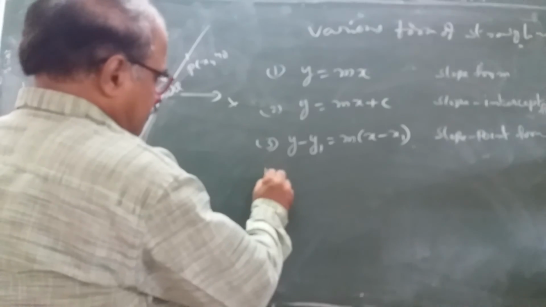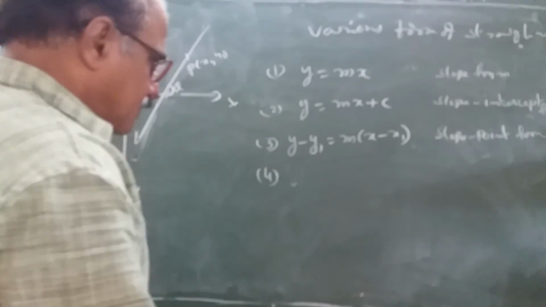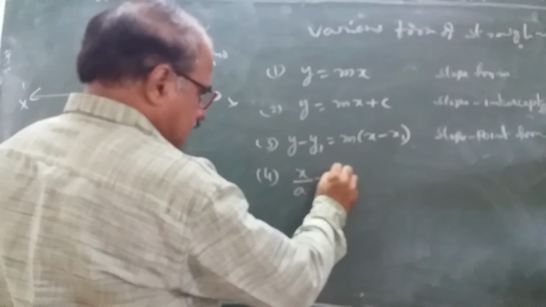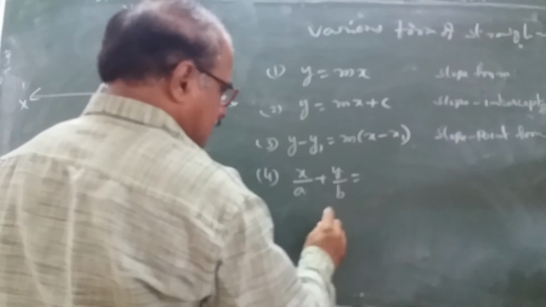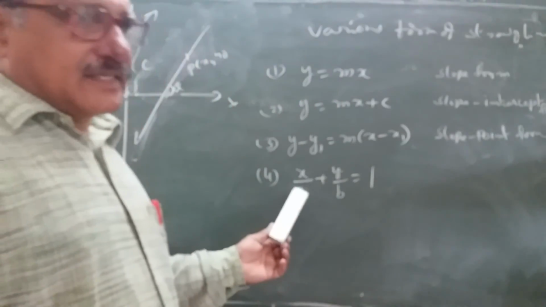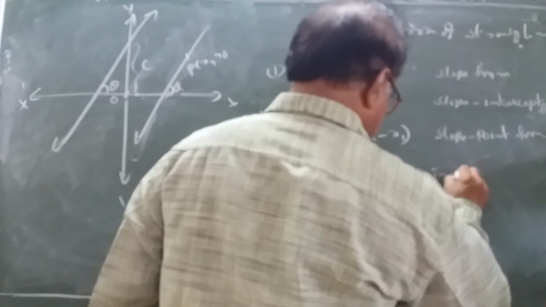Next, the fourth one is x by a plus y by b is equal to 1. Here a is the x-intercept and b is the y-intercept. This is called intercept form.